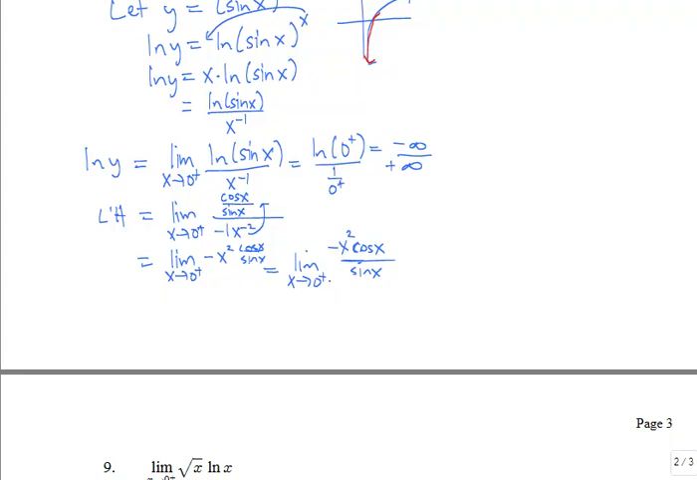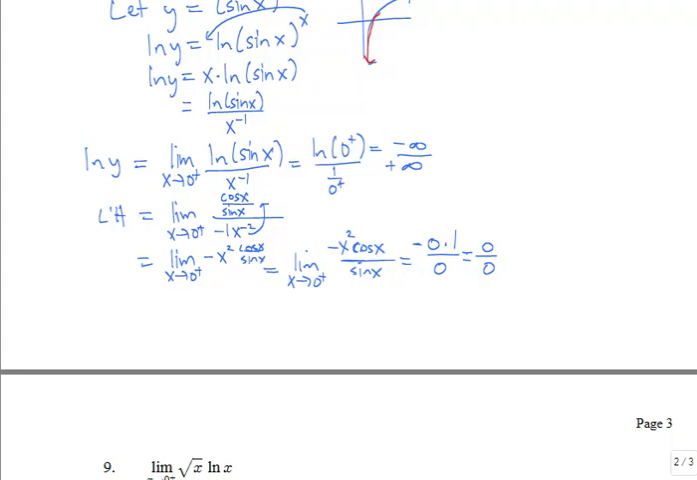So now we're ready to plug in and see what we're dealing with. 0 through the positives. So if I plug in 0 for x, 0 squared is going to stay 0. There is a minus out front here. Cosine of 0 is 1, and sine of 0 is 0. So we get 0 over 0 again. Uh-oh, what does that mean? That means we have another indeterminate form, but it's one of the allowed versions. So we're allowed to use L'Hopital's rule again.